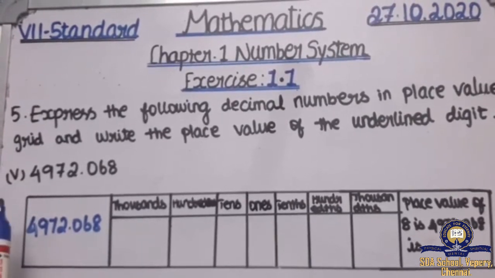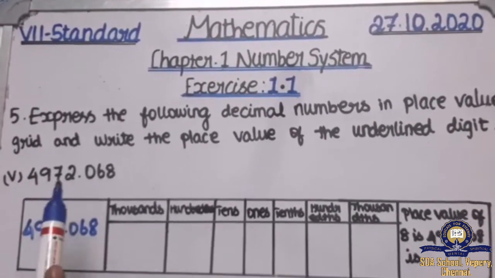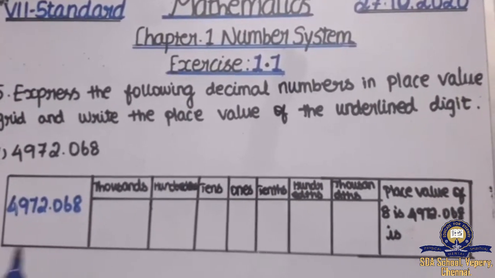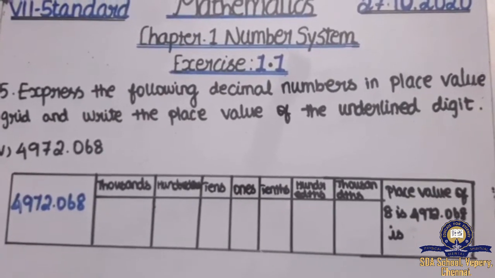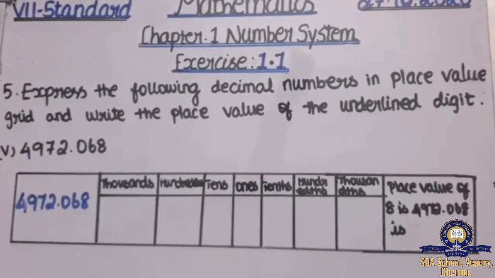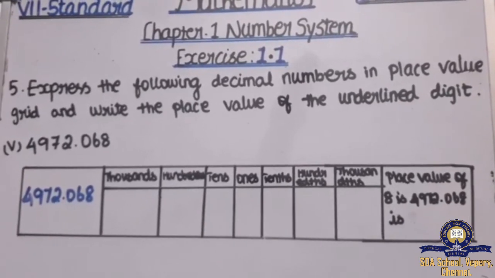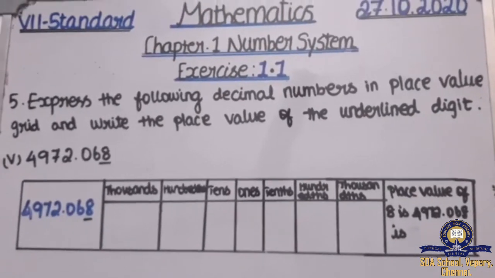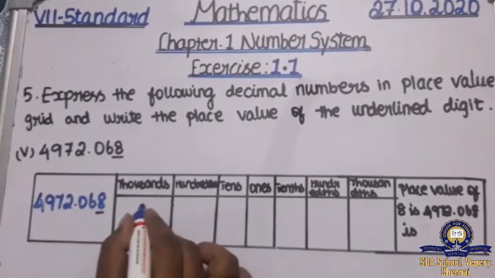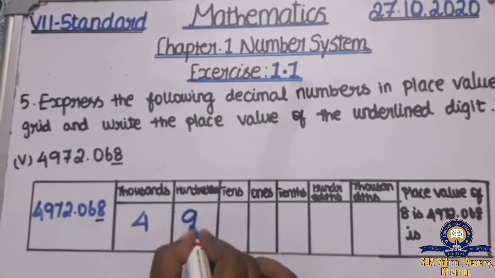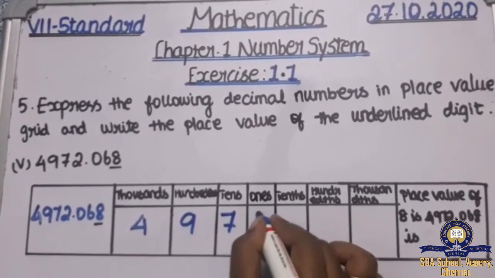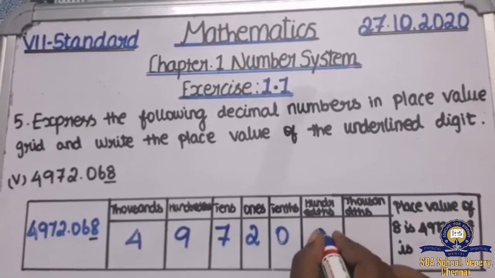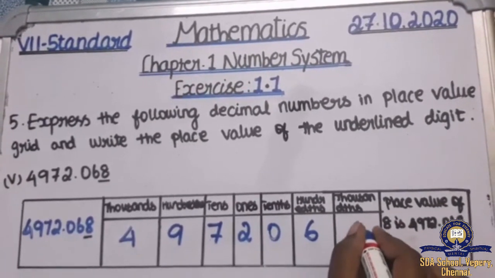Here the given value is 4972.068. So first we need to write the following decimal number in the place value grid, and then we need to write the place value of the underlined digit. So what is the underlined digit here? The underlined digit is 8. Okay. So what is in the thousands place? 4. In hundreds place 9. In tens place 7. Ones place 2. And what is in the tenths place? 0. And in hundredths place 6. And in thousandths place 8.